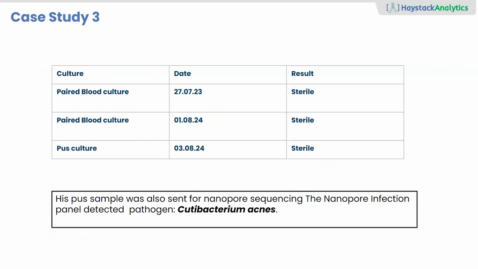So all cultures were negative, but his pus sample was sent for nanopore sequencing, and nanopore sequencing found Cutibacterium acnes. During the surgical procedure, this normal flora, Cutibacterium acnes, was introduced, and that was giving infection and weakness. Next slide.